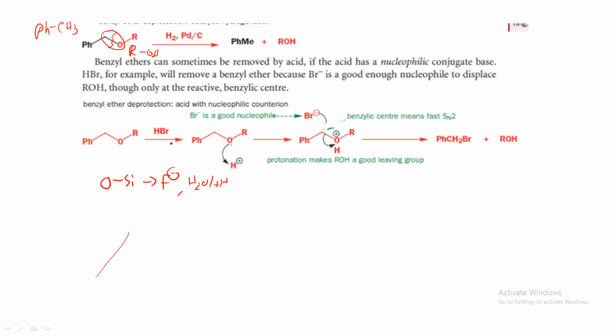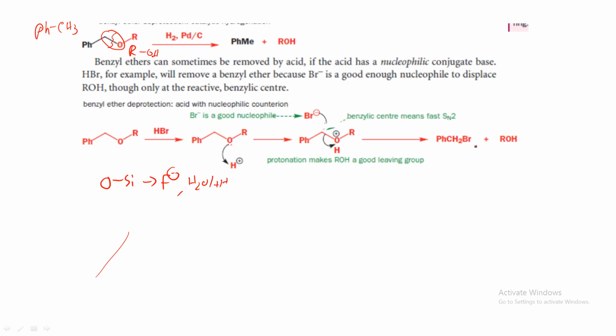And HBr can also be used. So you all know the deprotection of ethers, right? HBr can be used for that too, so the same chemistry would be happening with HBr. H plus would protonate this oxygen at first, and then Br minus would attack by SN2 in this particular reaction. So that's how HBr can deprotect.